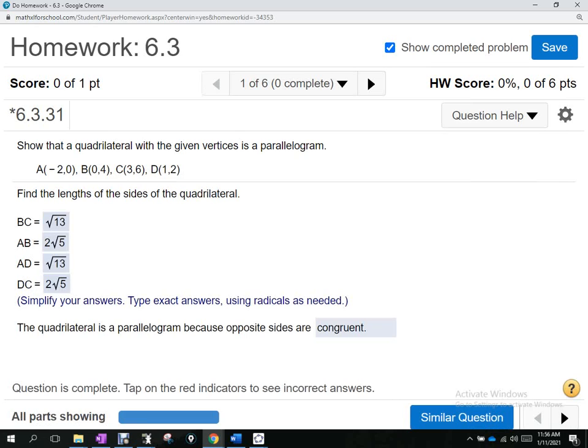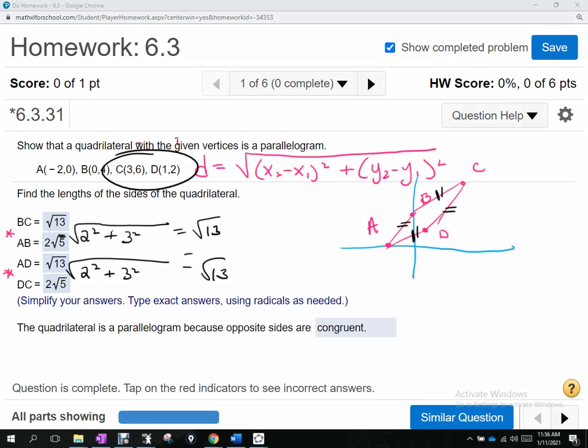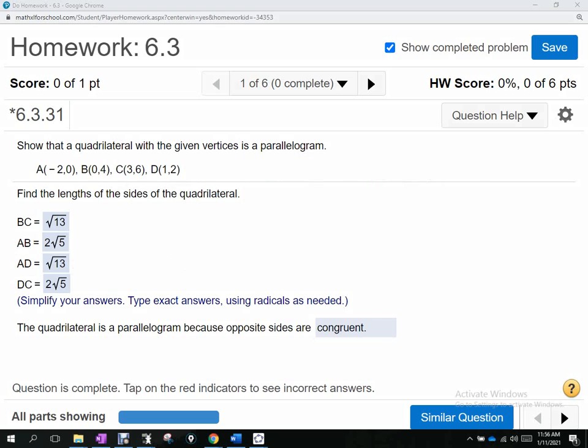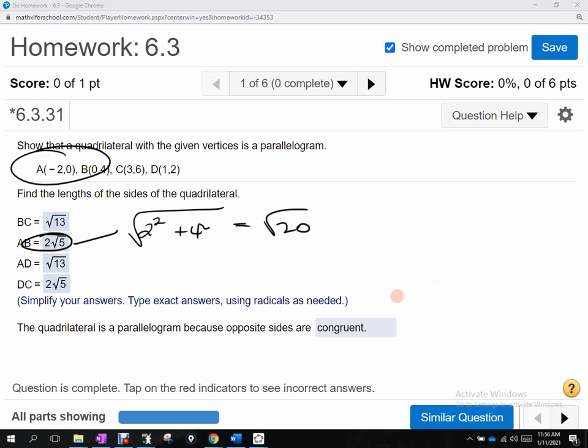So some of you might have been getting, like when we do this one here, we find AB. As we go through, we can find AB, 0 minus negative 2 would be 2. Square that. 4 minus 0 is 4. We'll square that. So we get 4 plus 16, which is 20, right? If I type radical 20 in right there, it's going to tell me I'm wrong. It's going to say you need to simplify.